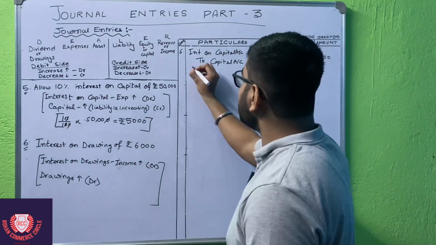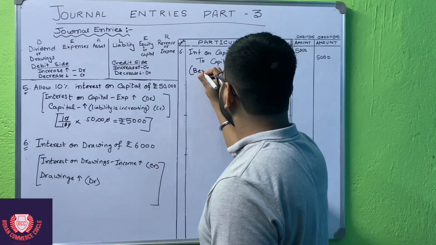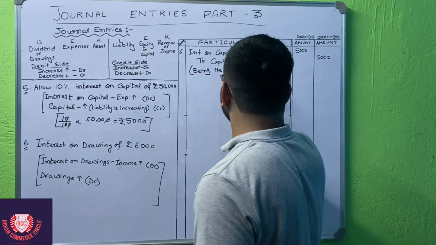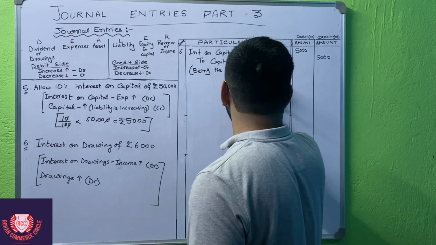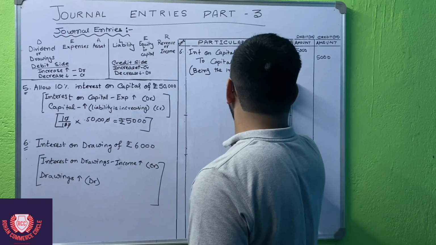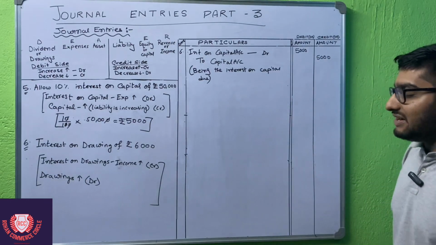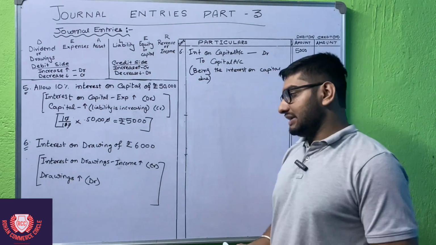So what will be the narration? Being the interest on capital due. Okay. Next one is interest on drawing.